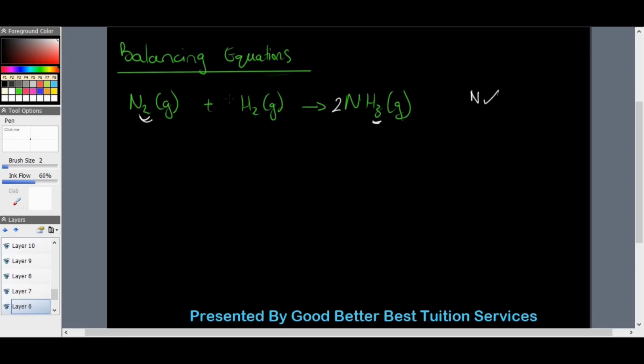A 3. If you say 3, you're correct. Alright? 3 times 2 is 6. So my hydrogens now, in fact, are balanced. Alright? So, that makes perfect sense. I'm happy with that. I've balanced now my equation.